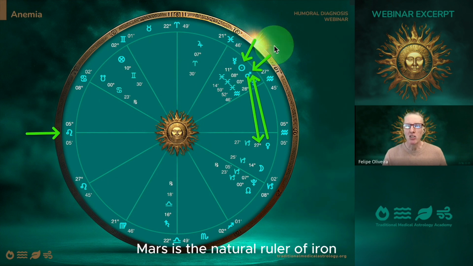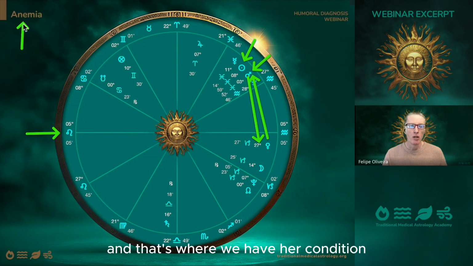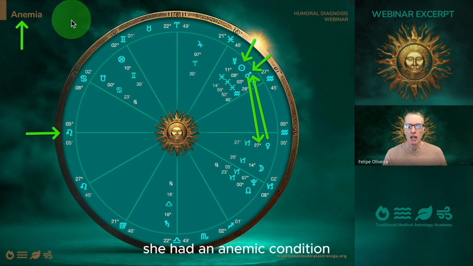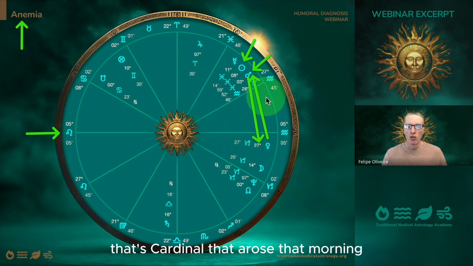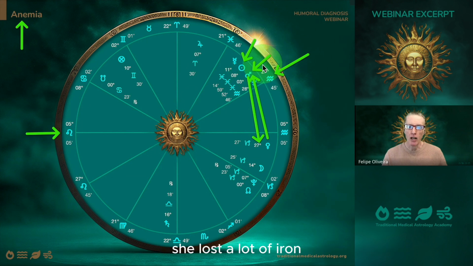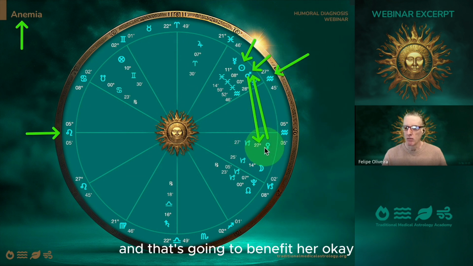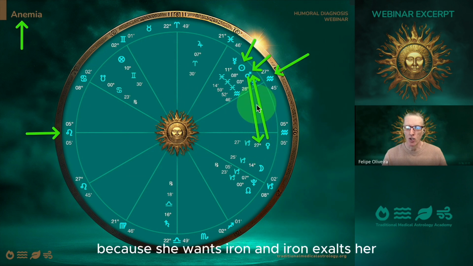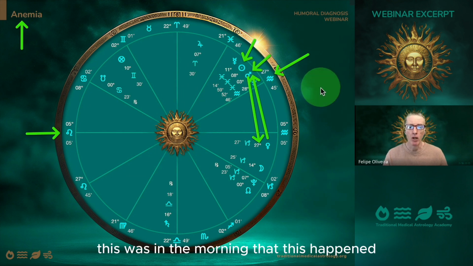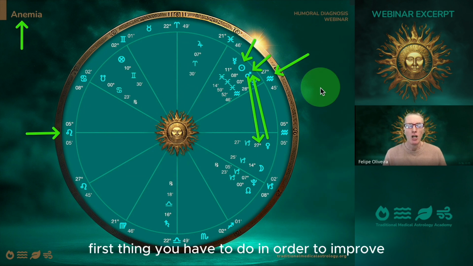If we look at the context again, Mars is the natural ruler of iron. If you lose a lot of blood, you lose a lot of iron. And that's where we have her condition. She had an anemic condition that's cardinal, that arose that morning. So we link everything. Because of the blood discharge, she lost a lot of iron, and she needs to restore iron in her diet. And that's going to benefit her. The iron is going to come back to her because she wants iron, and iron exalts her. Iron is very good for her. This happened in the morning. So instead of eating toast and coffee, you eat beans, lentils, beef, change your breakfast. That's the first thing you have to do in order to improve.